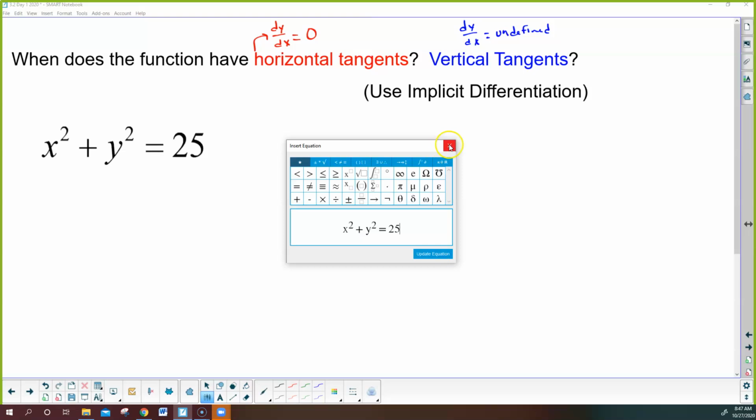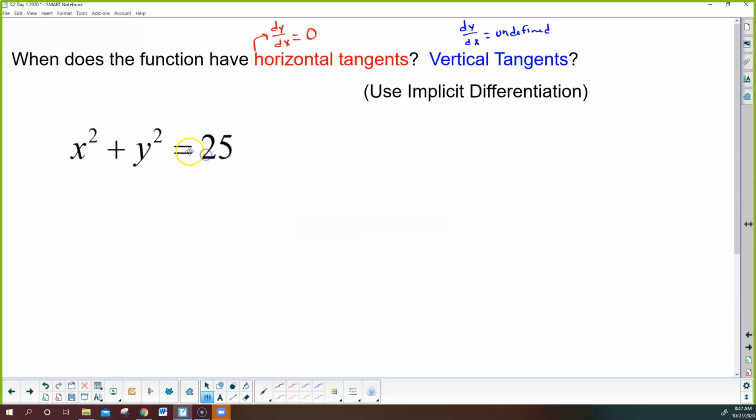I don't have enough room to put a space in here, which is fine. But since x's and y's are on the same side, yes, I will acknowledge you could solve for y here. And you'd have to do a chain rule, which is still completely doable, but implicit in my mind is a lot faster. So I'm going to just say I have to take the derivative of the entire thing with respect to x.